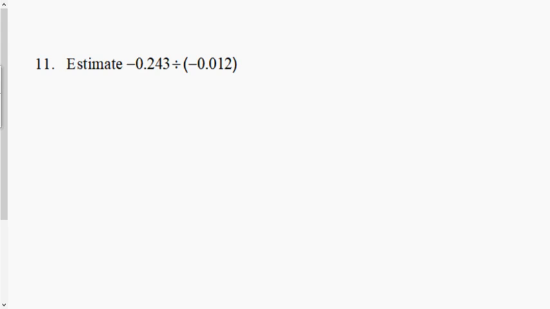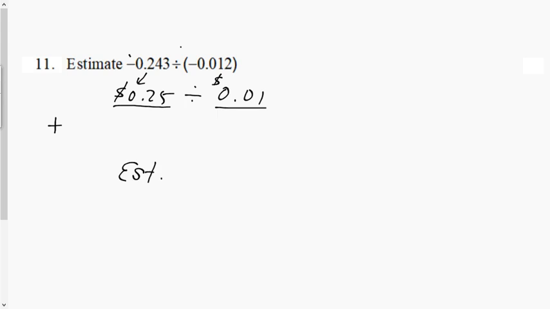Question 11 is estimate. Forgetting the signs, because a negative divided by a negative is positive, I know that's going to be true. So I have this much money, which we're going to make 25 cents, because this is how we estimated with decimals. I have 25 cents divided into piles of 1 cent, roughly. How many piles can I make? If I have 25 cents in piles of 1 cent, my estimation will be just 25. I can make 25 piles.